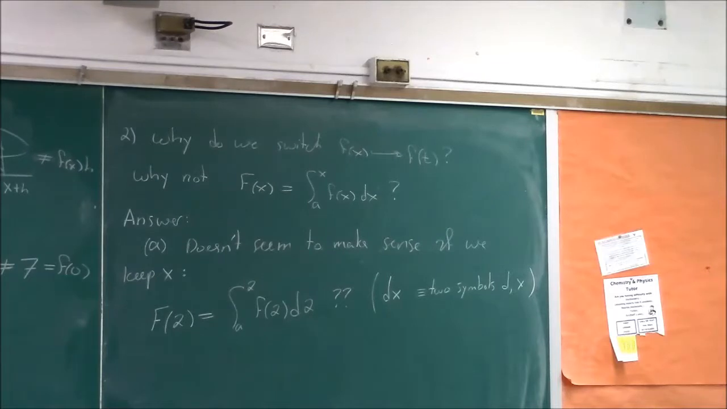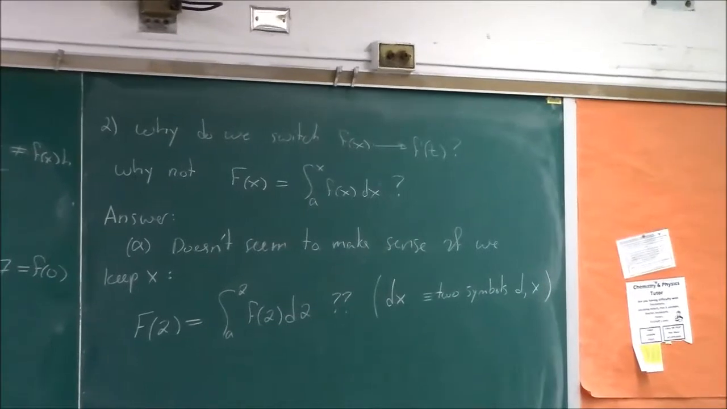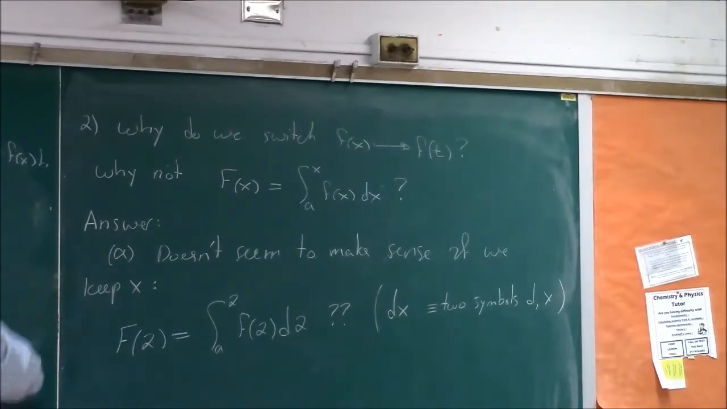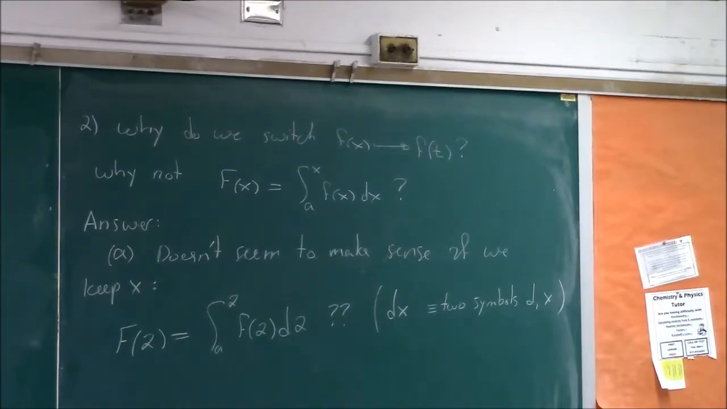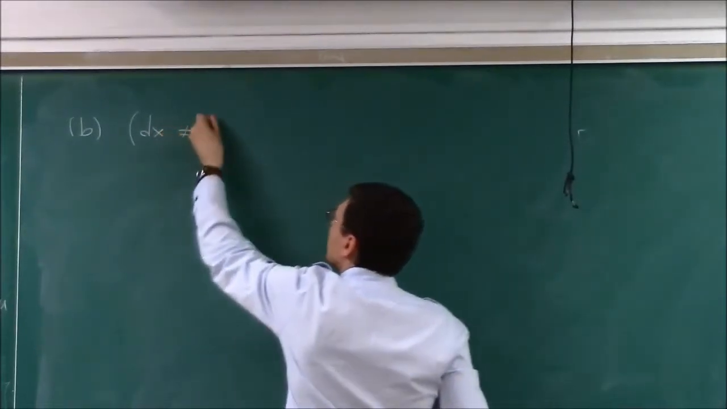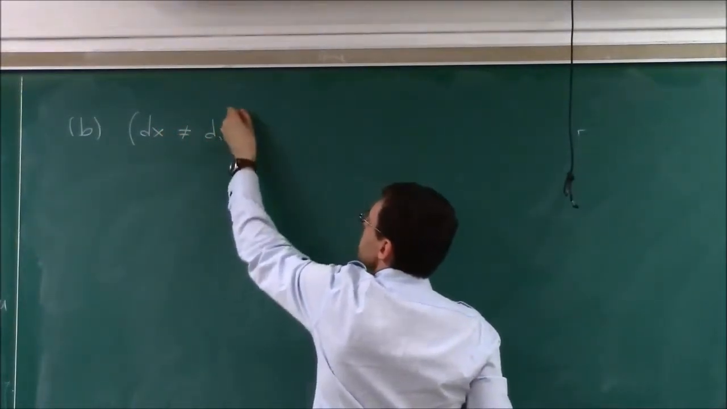May I erase this part? So the explanation B is a little bit better, I think. B, so here, dx is not d and x, okay?